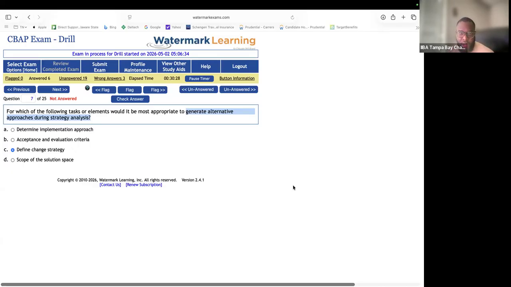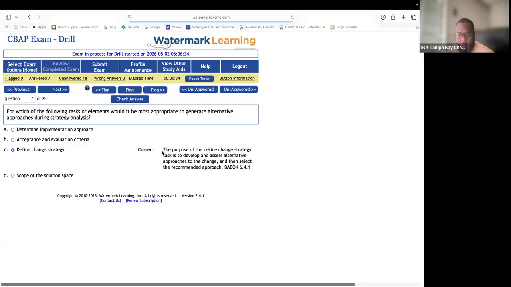Okay, let's test C. And that's correct. The purpose of the define change strategy task is to develop and assess alternative approaches to the change and then select the recommended approach. This is really good. Thank you, Jose.